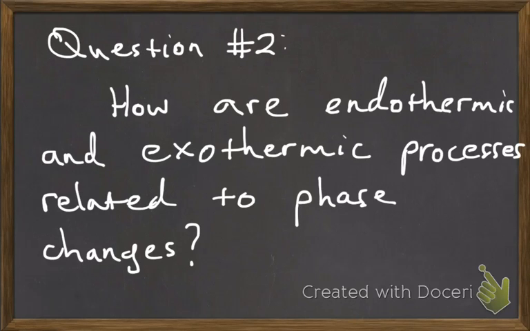Okay, good. Now here's question number 2. How are endothermic and exothermic processes related to phase changes? So I'll say the question again. How are endothermic and exothermic processes related to phase changes? So you should talk anything about the enthalpy, the direction that the phase change is happening, however you want to discuss it. Just make sure you're covering how those two processes are related to phase changes. Go ahead, take 10 seconds to think about it. And now share with your group.